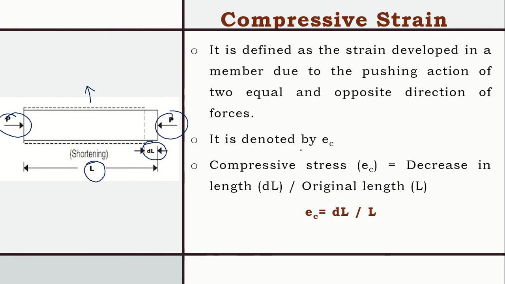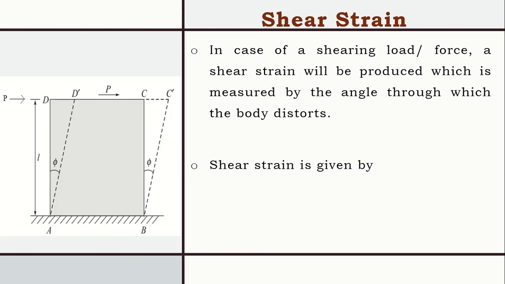So compressive strain is EC, which is the decrease in length divided by the original length. And last is shear strain. Shear strain is exactly the distortion of the body. Sometimes if there is any tangential force acting on a member, the body can distort. Likewise in frames, it can get distorted. That is called shear strain.